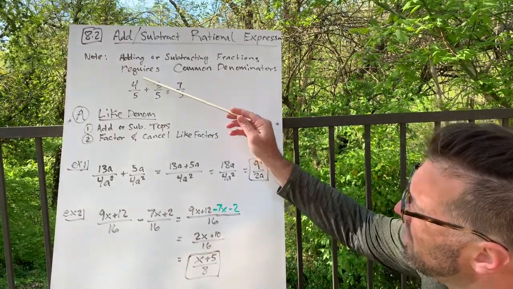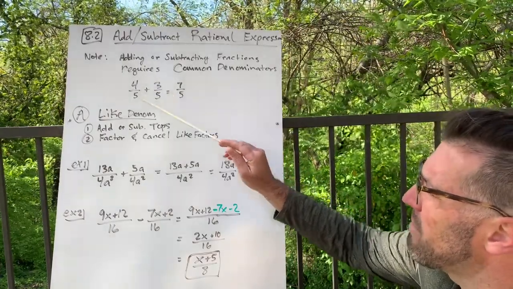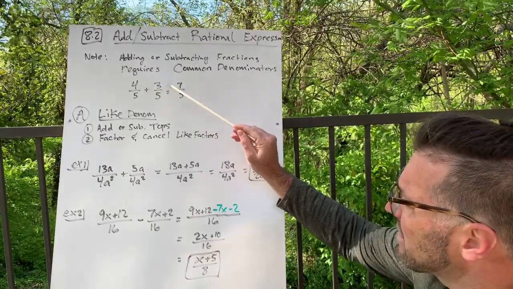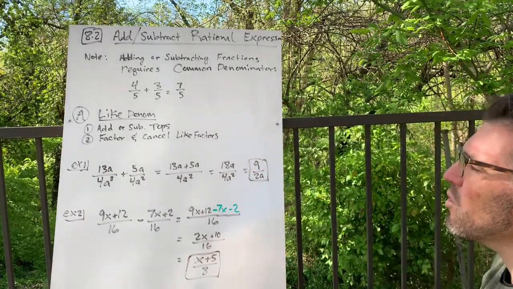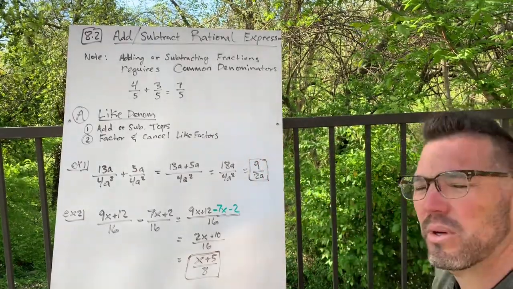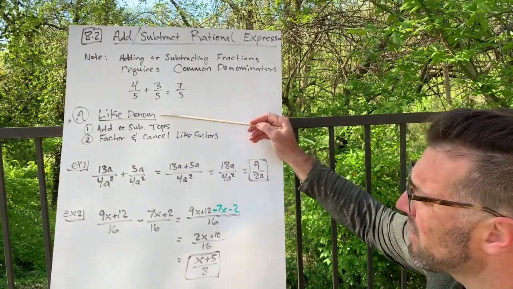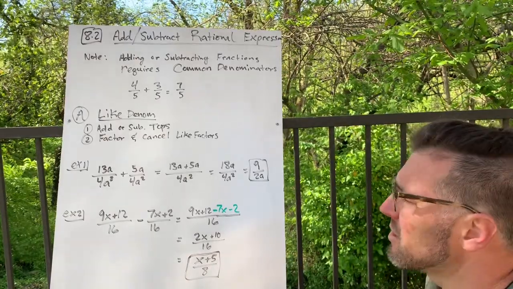For example, 4 over 5 plus 3 over 5, they have a common denominator, which means you can combine these fractions. And how do you do it? Well, you just add the tops, right? You add the numerators. 4 plus 3 is 7 over 5. Well, we got two types of problems we're going to focus on. Problems that already have like denominators. That's what we'll start with. And then problems that do not have common denominators.